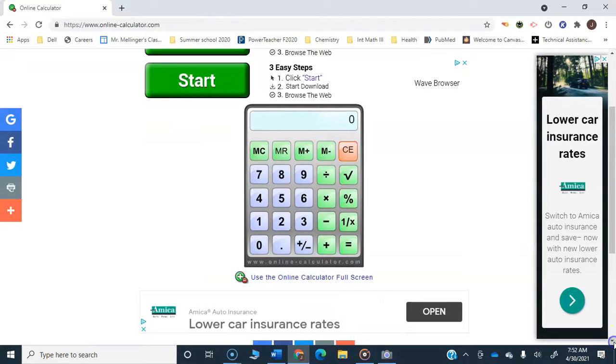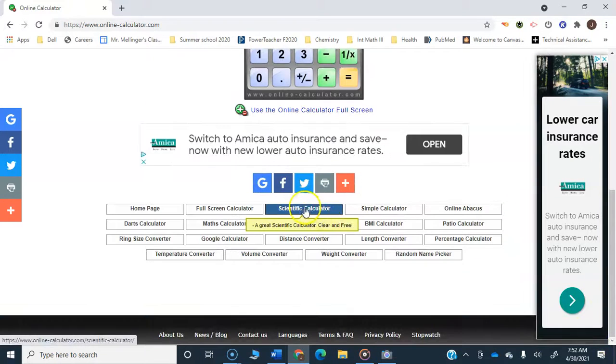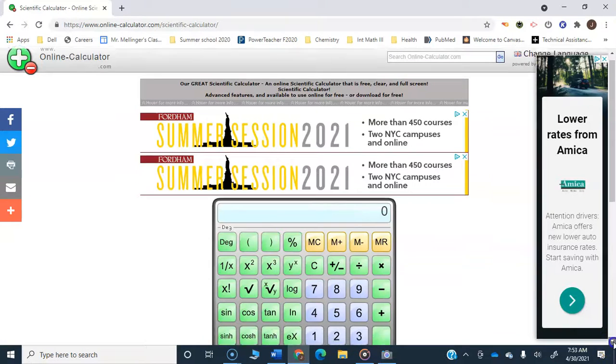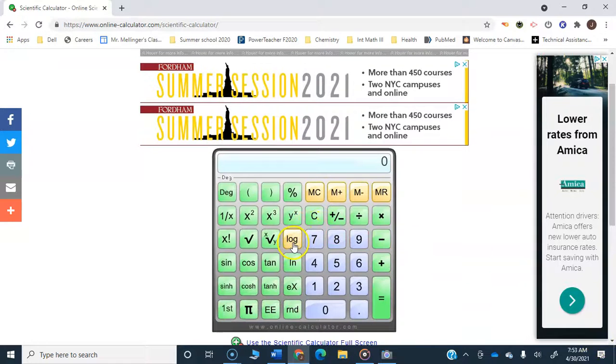Now it brings up a calculator that's not sufficient for what we need. It doesn't have some of the functions we need in Integrated Math 3. So we're going to go down here to the top center where it says Scientific Calculator, and we're going to click on that. And this is a calculator we can use. And there's the log. So the way you do this on this calculator, and this log means log base 10, which is what we're interested in. So we need log of 64. So you type in 64 first, and then you press the log button.